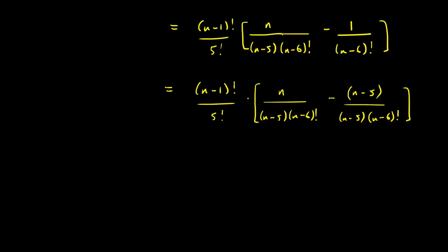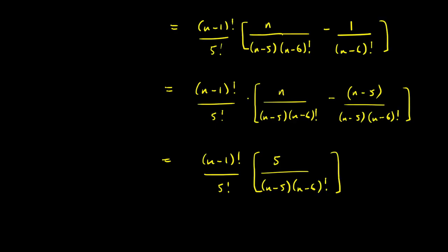So now I can combine those two fractions, right? So I get n minus 1 factorial over 5 factorial. And on the top, what have I got? Well, I got n minus n, so it cancels, minus 5, which is 5, over n minus 5 times by n minus 6 factorial.